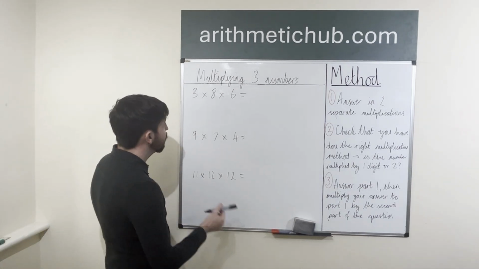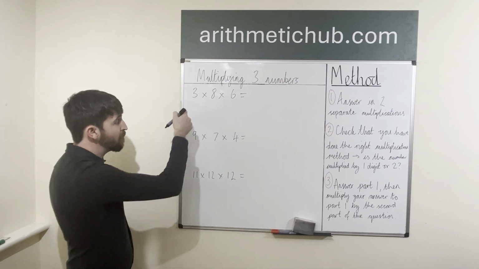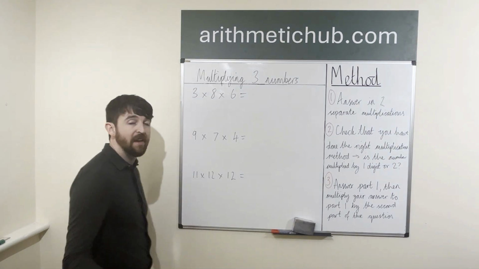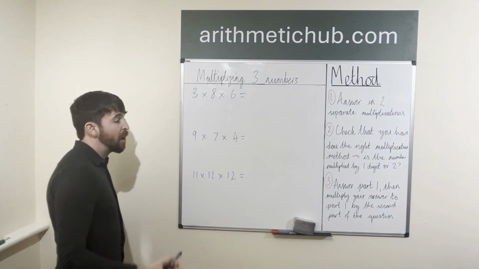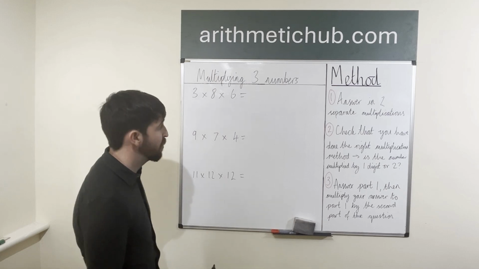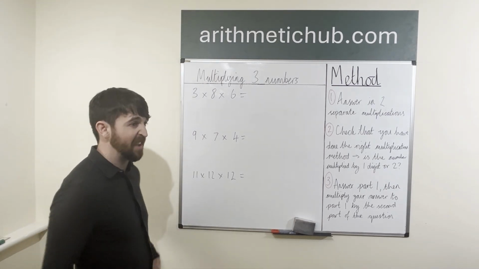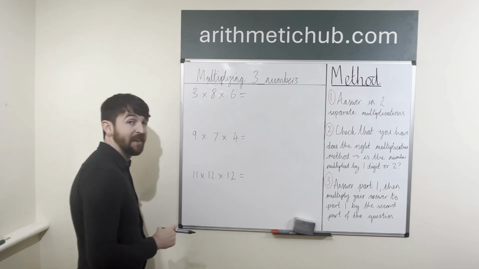Hi everyone, so today we're having a look at multiplying three numbers. Sometimes you get questions that look like this: 3 times 8 times 6, or 9 times 7 times 4. When we are multiplying three numbers together, we would use a very similar method to what we'd use when we're adding and subtracting three numbers. If you've seen that video, then you'll notice that this is a very similar way to do it. So let's have a little look what the method tells us to do.